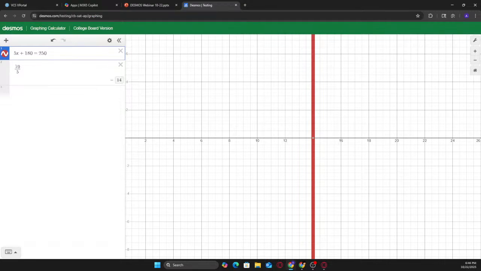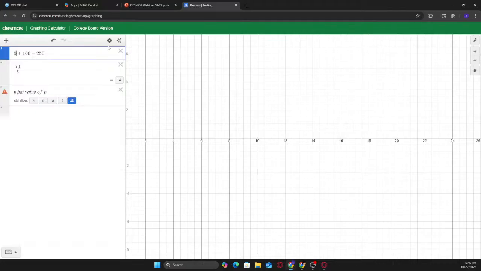And that's going to be the answer to such a problem where it asks what value of p satisfies the equation 5p plus 180 equals 250. So that's another method that you can use for Desmos.